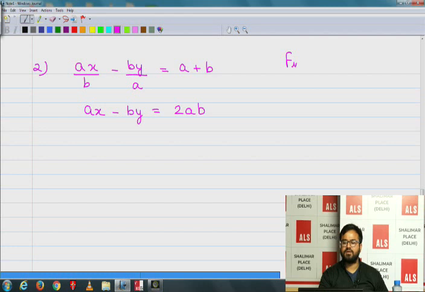The question says find x and y. Whatever method you think would be appropriate, elimination, substitution, cross multiplication, you can use that method.